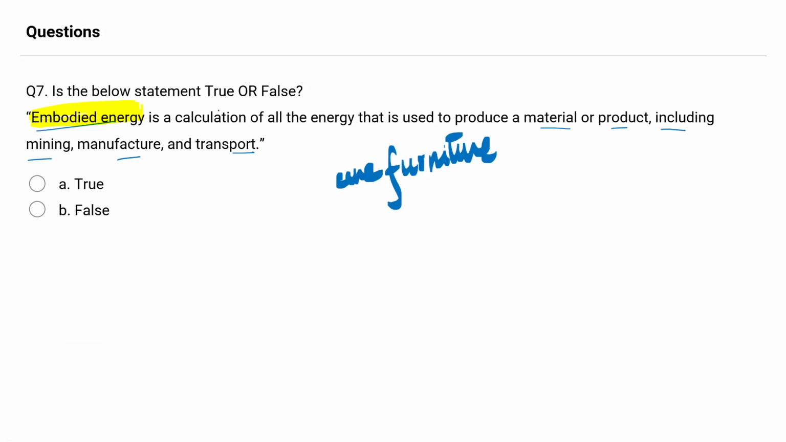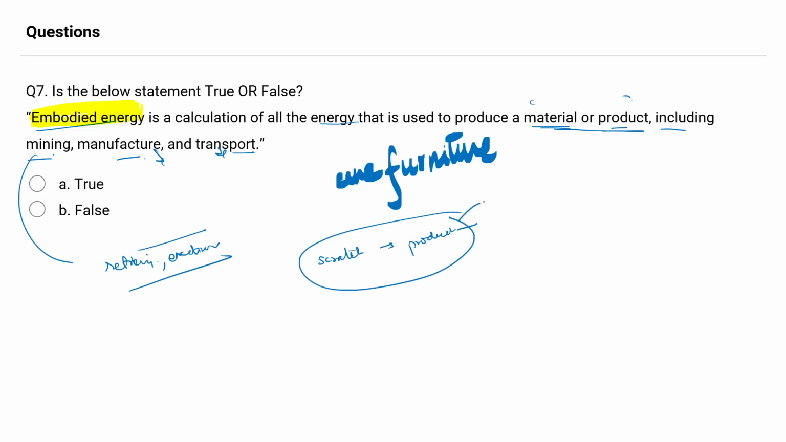Embodied energy is a calculation of all the energy that is used to produce a material or product, including mining, manufacture, and transport. Mining basically is retrieving, the excavation of the material, manufacturing it, and transporting it. So basically, right from scratch to the product, it is saying that all the energy which is utilized in this particular timeline.